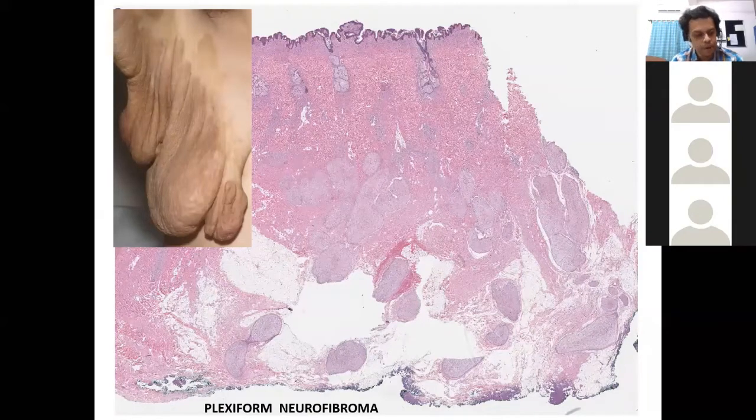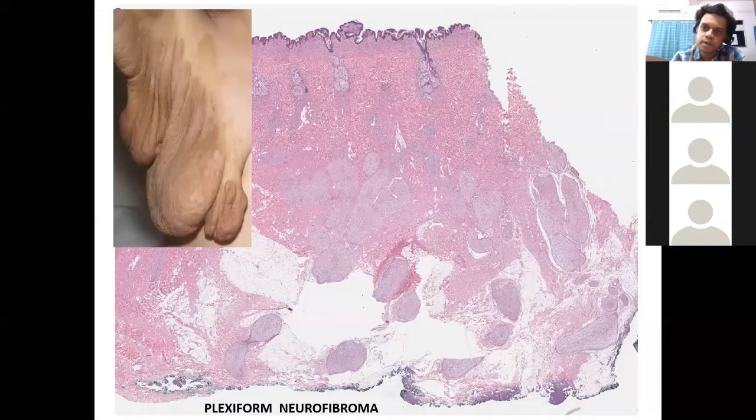So even at a lower power, what we are seeing over here is this interesting thing. Above, you don't have much going on except for the fact that there might be a spindle cell proliferation towards the top. But then work your way deeper down and you see that there are these plexiform nodules, right? These slightly pale nodules which are haphazardly present but throughout the entire deep dermis and going well into the subcutaneous fat. So such plexiform nodules, whenever you see them in the deep dermis and extending into the subcutis, you don't have too many differentials actually.